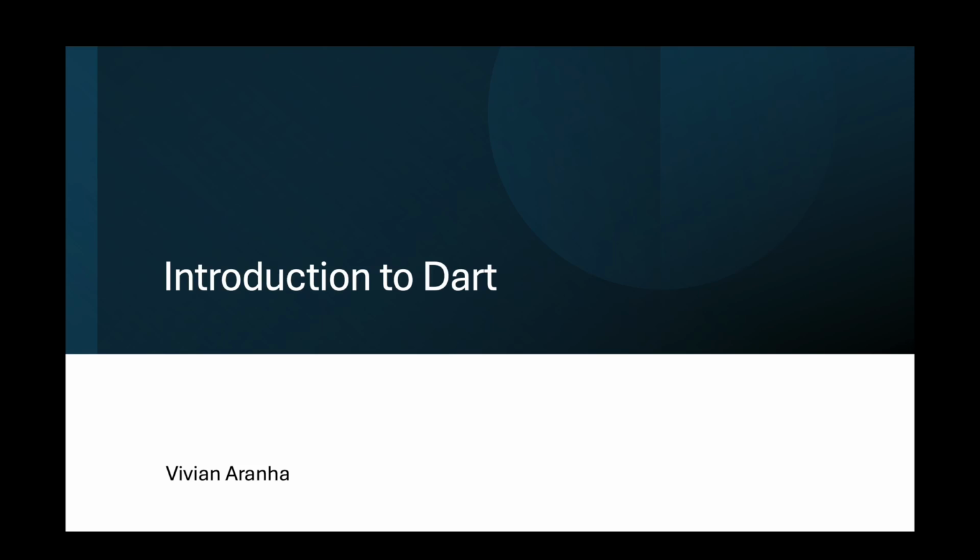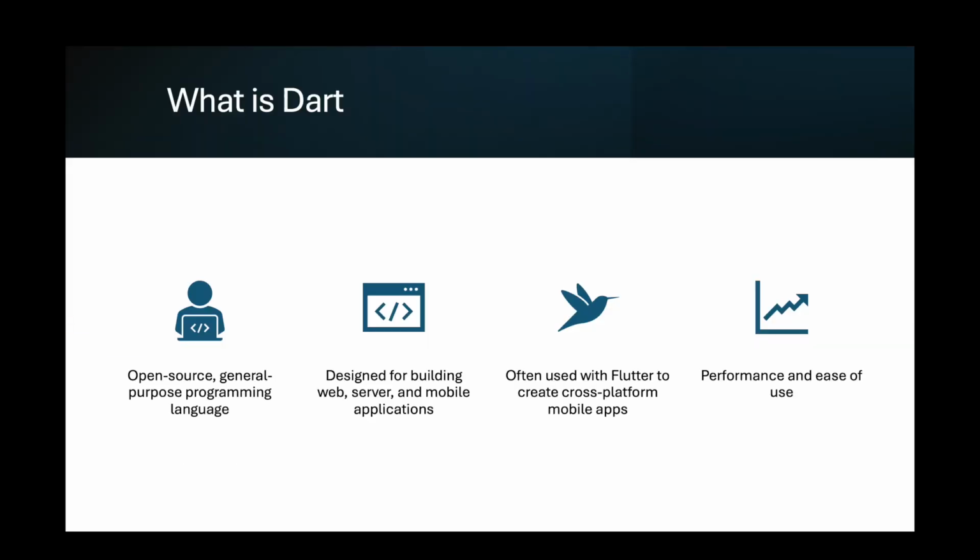Introduction to Dart. In this particular section, we're going to look at what is Dart first. Now, Dart is an open source general purpose programming language developed by Google. It is designed for building web, server, and mobile applications. Dart is often used with Flutter to create cross platform mobile apps. The language is known for its performance and ease of use, particularly in developing modern web and mobile apps.